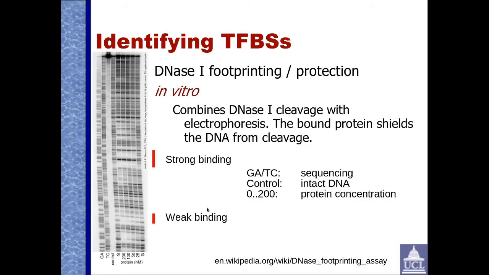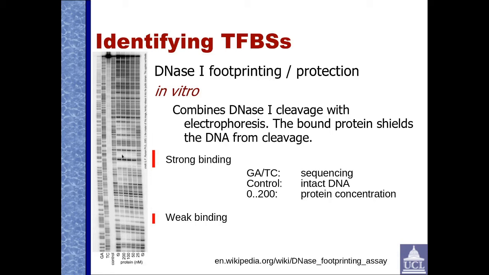The second type of assay is also done in vitro, and it combines DNase-1 cleavage with electrophoresis. And what happens here is that when a protein is bound to the DNA, it shields the DNA from being cleaved. So what we have here on this gel is a control band here. We have different concentrations of protein here. So if we have a lower concentration of protein having an effect, it's going to indicate strong binding.